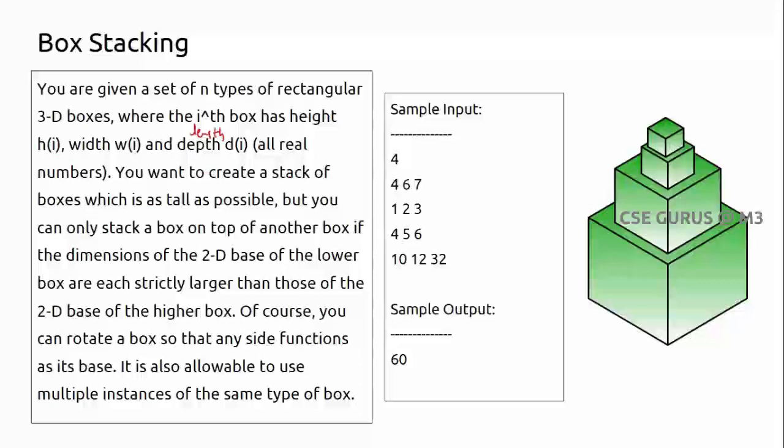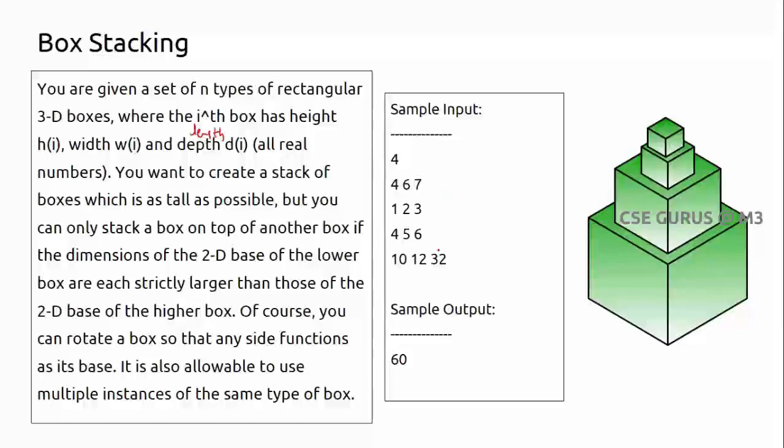You want to create a stack of boxes which is as tall as possible, but you can only stack a box on top of another box if the dimensions of the 2D base of the lower box are each strictly larger than the 2D base of the higher box. It is simple: when you keep this box on top of this, the base area of the bottom box will be greater than the top box. It should not go beyond that. Of course, you can rotate a box so that any side functions as its base, and it is also allowable to use multiple instances.